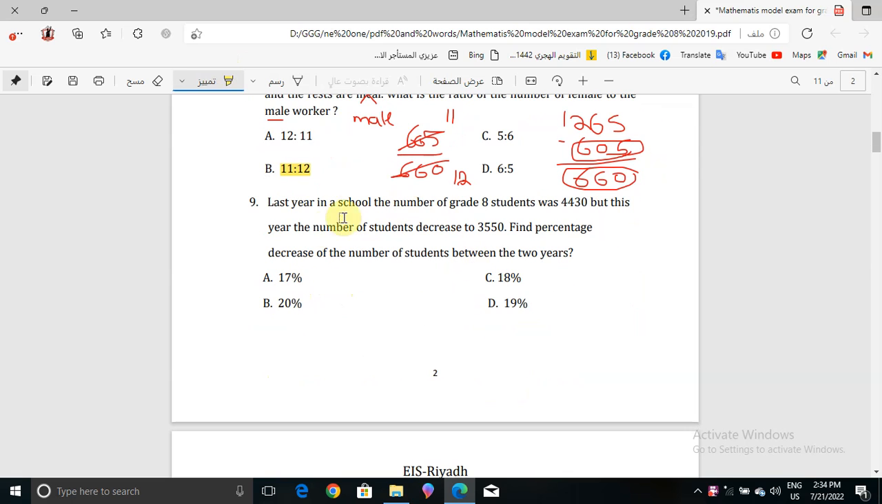Now question number 9. Last year in a school, the number of grade 8 students was 4,430, but this year the number of students decreased to 3,550. Find the percentage decrease of the number of students between the 2 years. Now what we will do here, first of all, we have the percentage decrease. To find it, first we will find the difference between 4,430 and 3,550. When you subtract them, you will get 880.